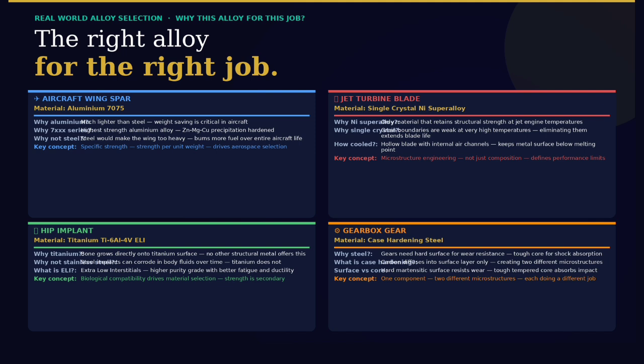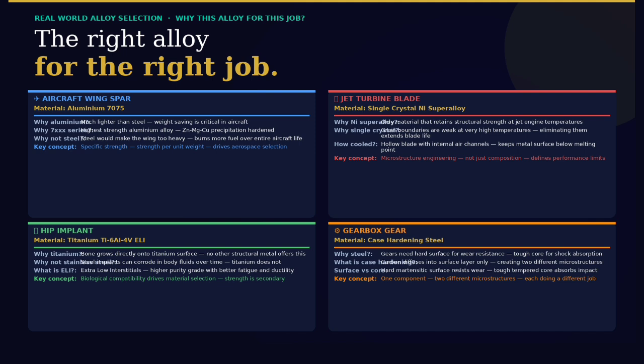Every component requires a specific alloy chosen because its properties match the requirements. An aircraft wing spar must be as strong as possible while being as light as possible. Every gram saved reduces fuel consumption over the entire service life. Aluminium 7000 series is chosen, highest strength aluminium alloy with the best strength to weight ratio.